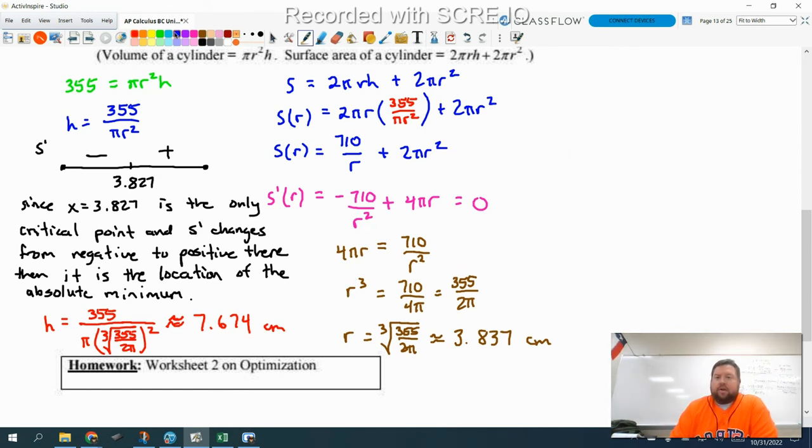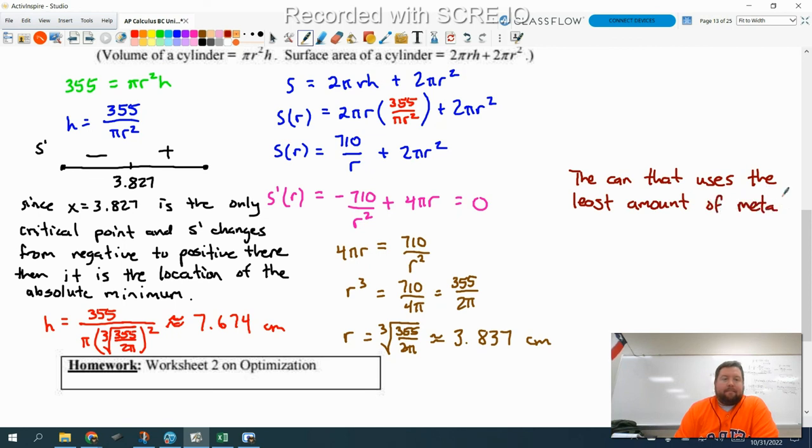All right, let's write our answer out as a sentence, and then that will be it. All right, so the can that uses the least amount of metal has dimensions r equals 3.837 centimeters and h equals 7.674 centimeters.